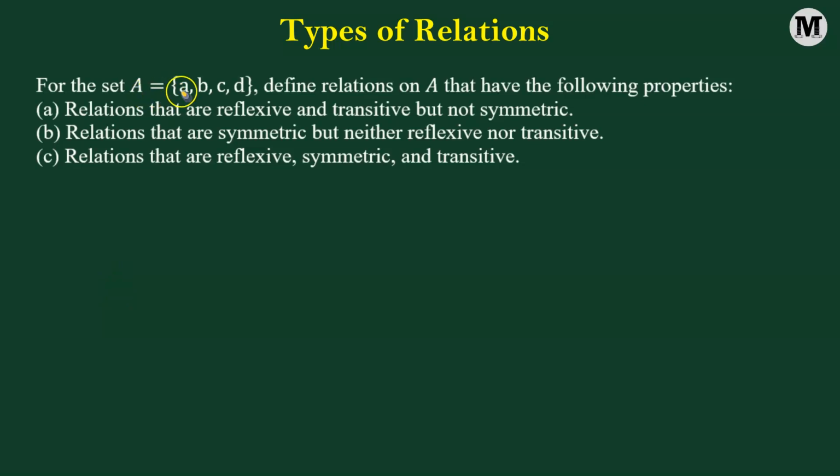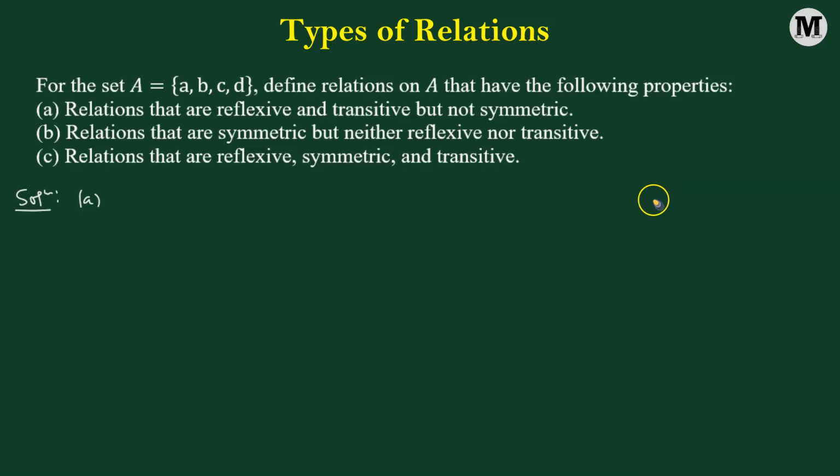For the set A, which is defined as the set containing the elements a, b, c, and d, we have to define relations on that set A that have the following properties, as given in parts a, b, and c. So we'll start with our first one. In one, we have to define such a relation that is going to be reflexive and transitive but not symmetric. Okay, so let's quickly go through the definitions.